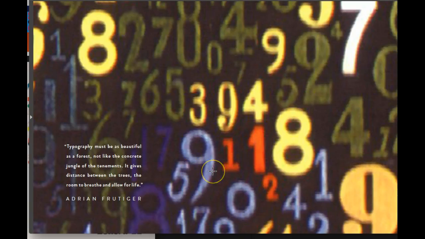So in other words, what you're saying is typography must be as beautiful as forests, comma, not like the concrete jungle of the tenements. So you see, I'm overemphasizing it, but wouldn't it make more sense if it were to read like typography must be as beautiful as forests, not like the concrete jungle of tenements? It gives distance between the trees, new line, the room to breathe, new line, and allow for life, or something along those lines. Read through this and study it and decide where the natural breaks should be and set this paragraph as such. Okay?